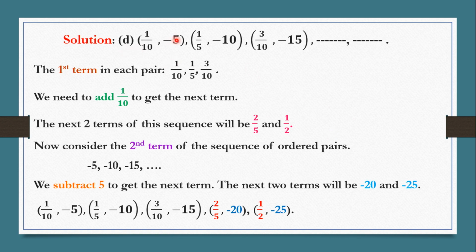And then the second term will be -5, -10, -15. So here we are subtracting 5 to get the next term. So the next two terms will be -20 and -25. So I can complete the sequence here: (2/5, -20), (1/2, -25).